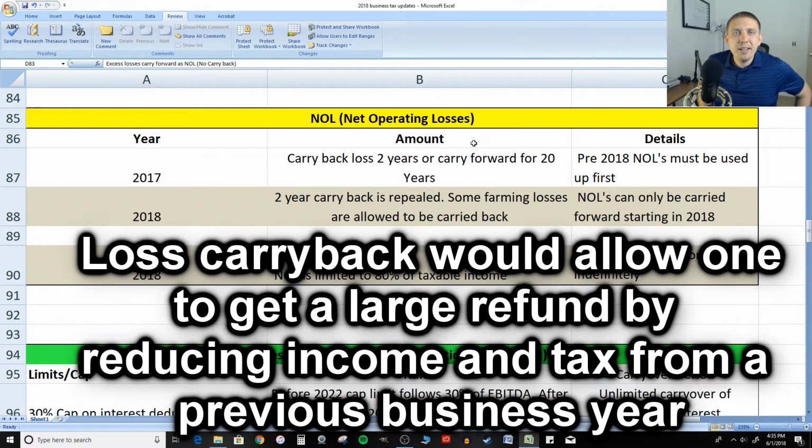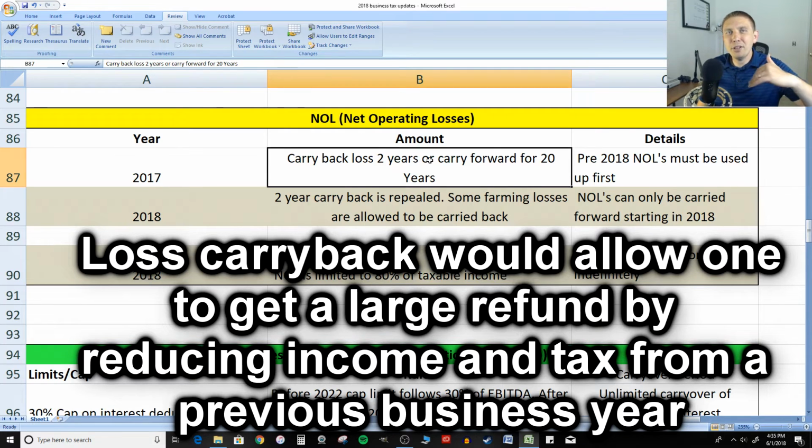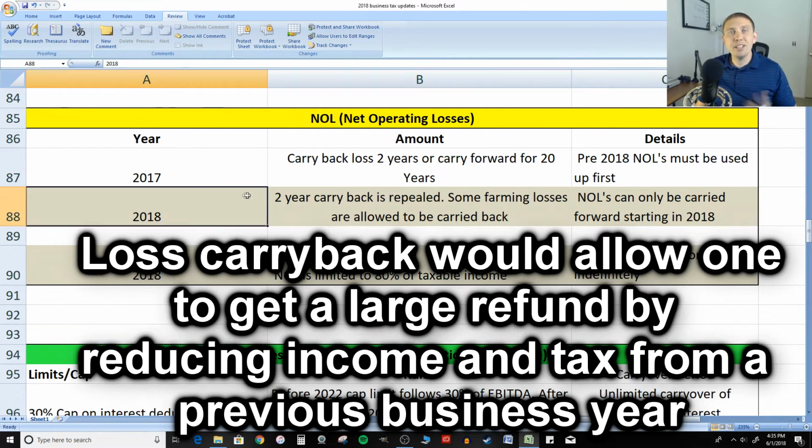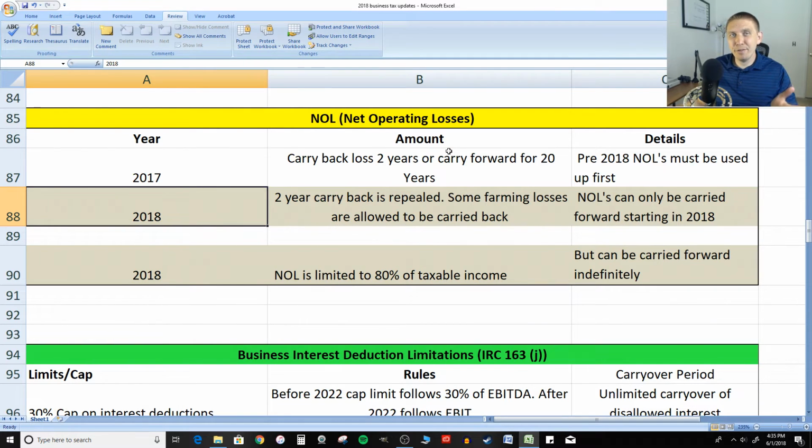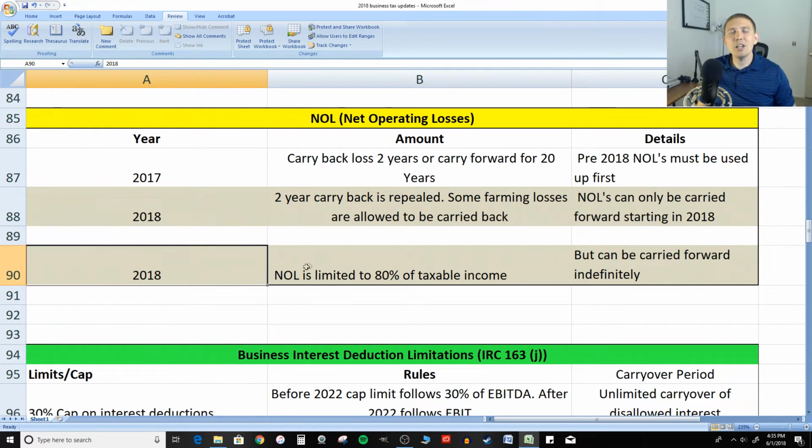Okay, guys, a lot of updates on net operating losses. In 2017, you could carry back the loss 2 years or carry forward the loss for 20 years. In 2018, the carryback provision is now repealed, so you can no longer carry a loss back to previous years where you had income. You can only carry it forward. Also in 2018, note that the net operating loss is limited to 80% of taxable income.